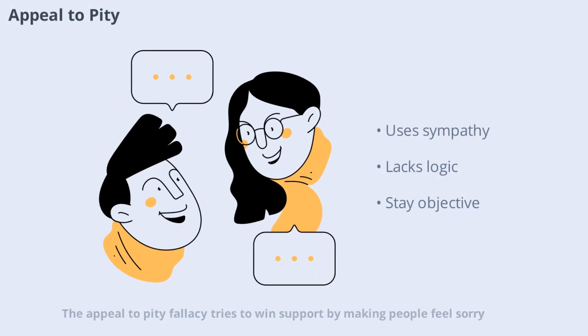The appeal to pity fallacy tries to win support by making people feel sorry rather than providing logical reasons. For example, you should give me a passing grade because I worked so hard. While empathy is important, it shouldn't replace evidence and logic in decision-making. Recognizing this fallacy helps us stay fair and objective.